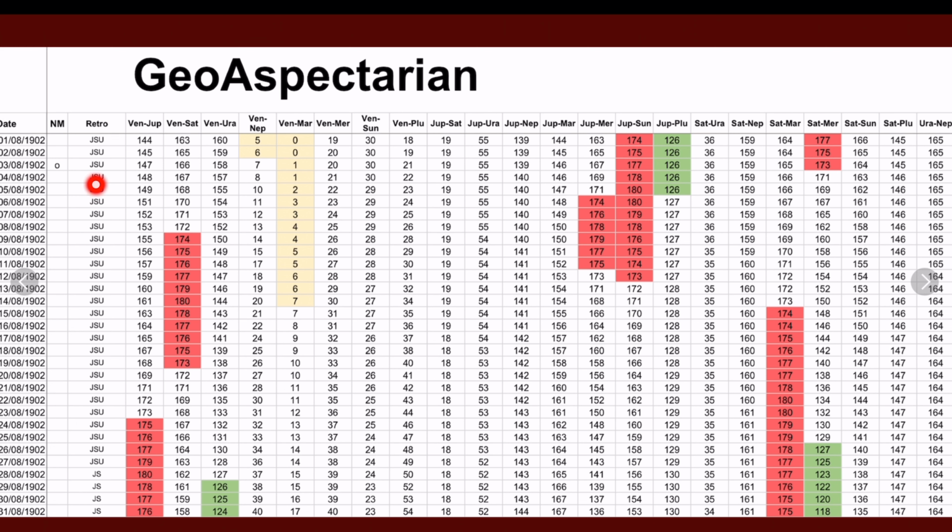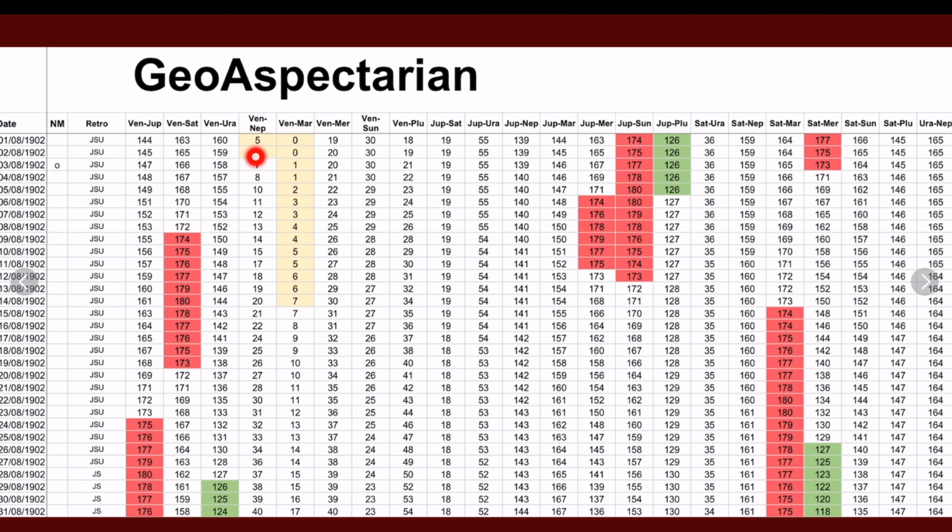The next column is for retrograde motion, and we have the letter of the planet in this column if it's in retrograde motion, and here we've got Jupiter, Saturn and Uranus all in retrograde. And if we look down, we can see the U drop off, so Uranus goes direct here.